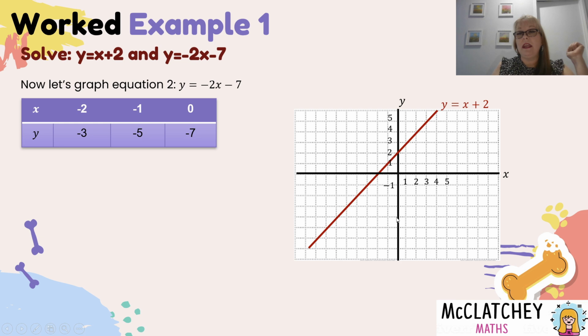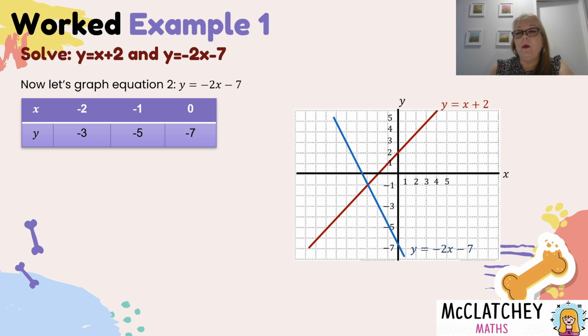Now what I need to do is label down the bottom of my graph, and I can start plotting in some points. So I've got the point negative 2 and negative 3. That's my first point. Negative 1, negative 5, and 0, negative 7. You can see why I didn't want to extend further down with more positive numbers, because I was going to go below the grid paper, which would not have been good. Okay, so we're going to draw that line in and make sure we label our graph.